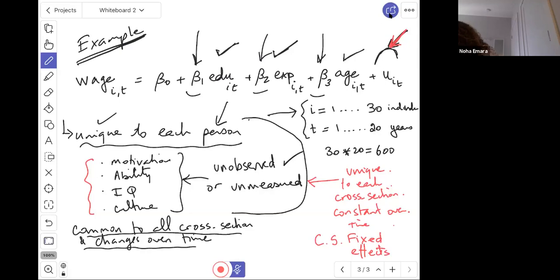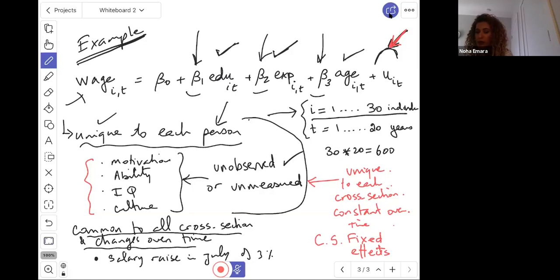If I'm sticking to this example of the wage, then I can, for example, say, what if there is a salary raise in July? And this happens to everyone. There is a salary raise in July, let's say of 3%. So all the individuals in the sample, the 30 people, would get a 3% increase in their salary in July. So what is this an example of? This is an example of something that happens to everyone. It's common to all cross sections, to all people in the sample, and changes over time. It happens in July and it stops after that or before that.